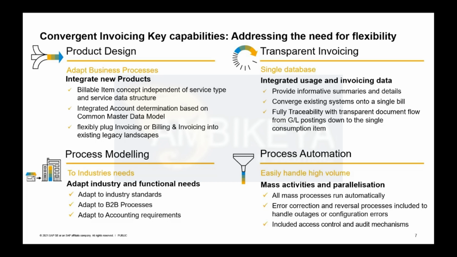We have a very high process automation, because all convergent invoicing processes can be handled in mass activities and with parallelization. And that means we have a very high throughput according to the numbers we will later see.